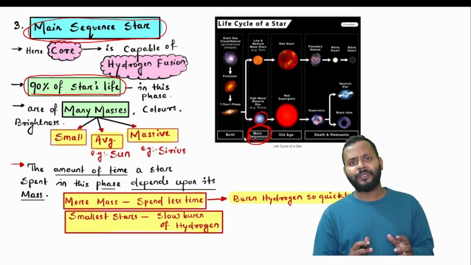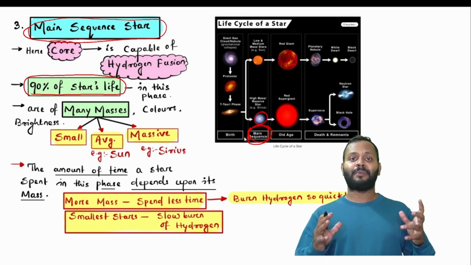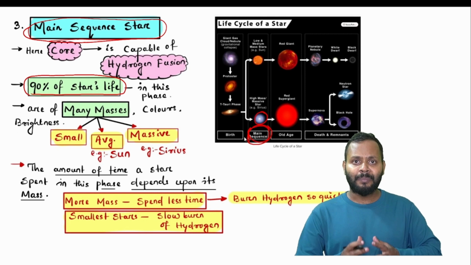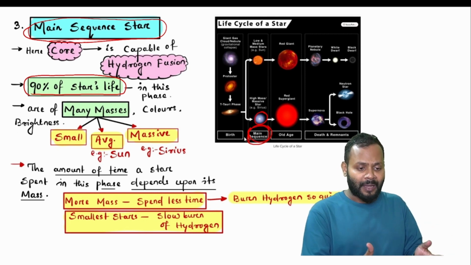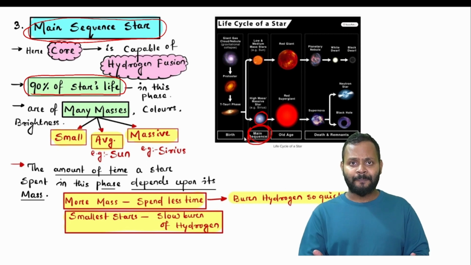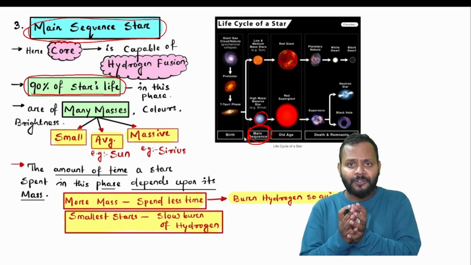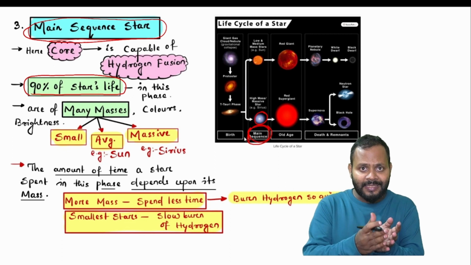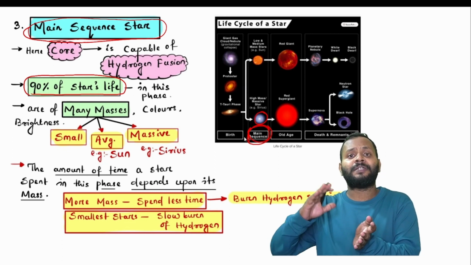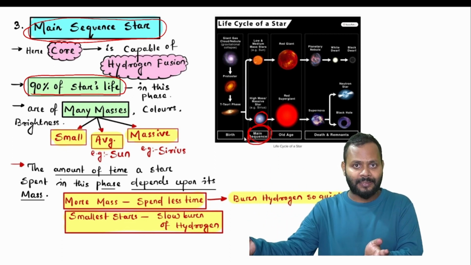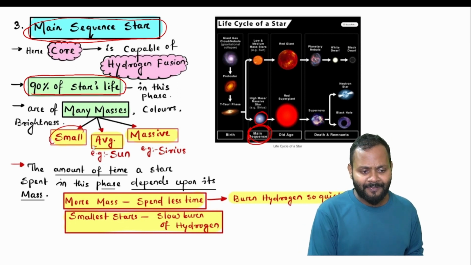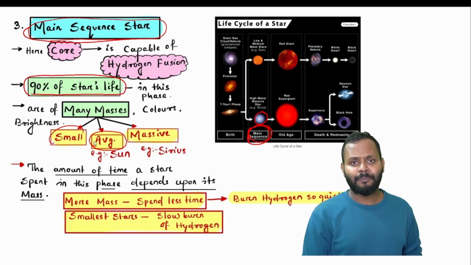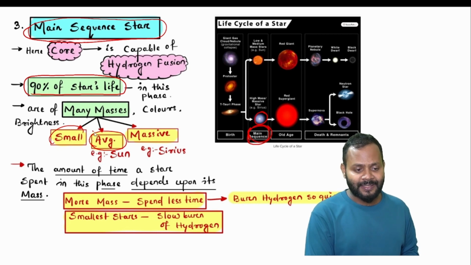Also we know that stars come in multiple sizes. Many stars are small in size, some are average size, and some are massive. Based on the different sizes, there are multiple differences in the consequences. We'll discuss that later, small and average. For example, the sun is an average star.